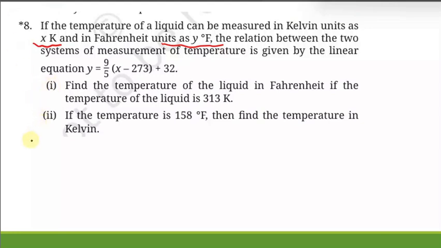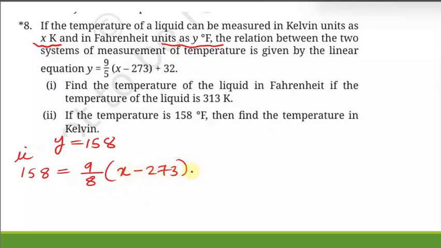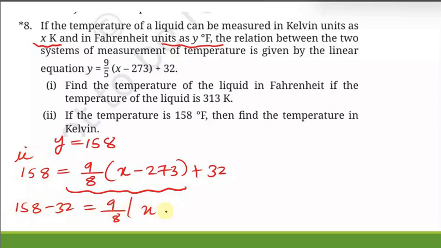The second part: Y is equal to 158. So let us substitute that in the equation. That is 158 is equal to 9 by 5 into x minus 273 plus 32. Now we have to keep this part here and we will take the 32 to the left side. So 158 minus 32 is equal to 9 by 5 into x minus 273.